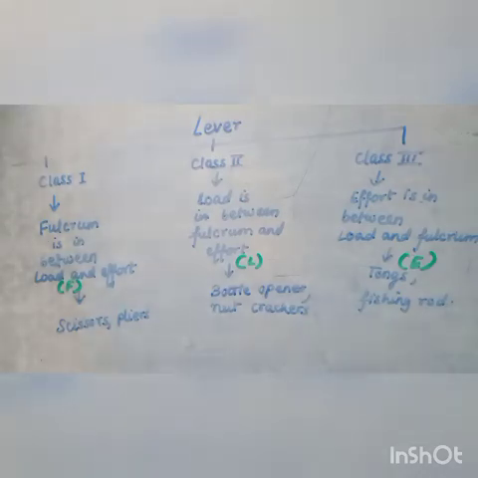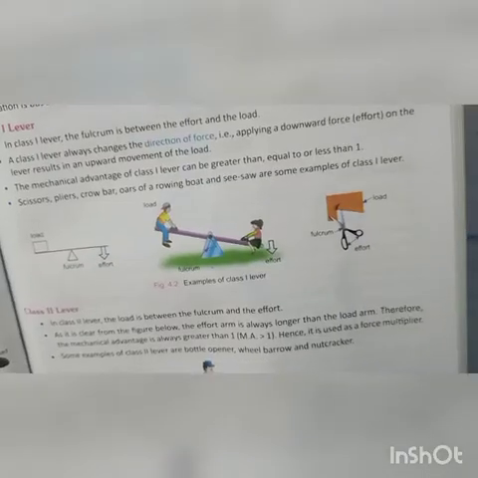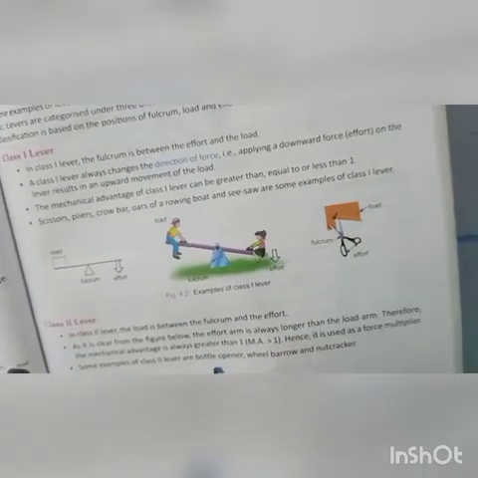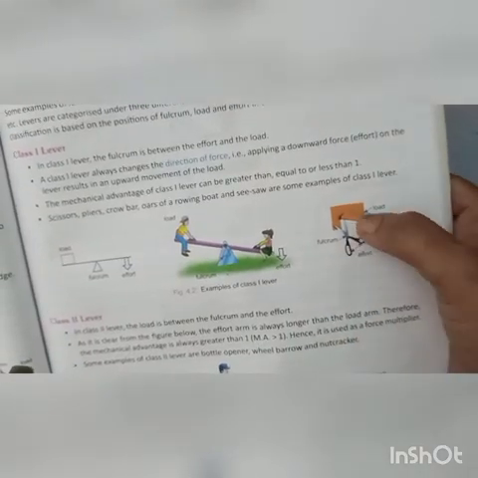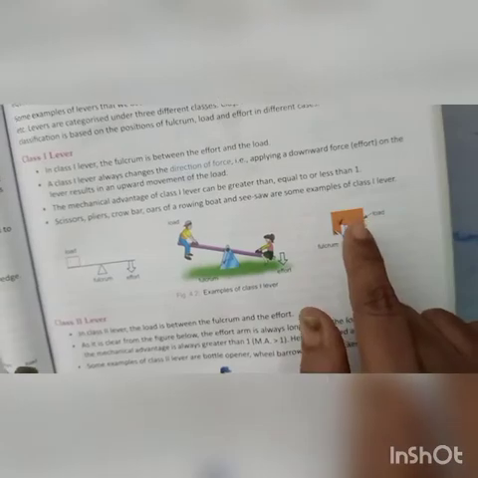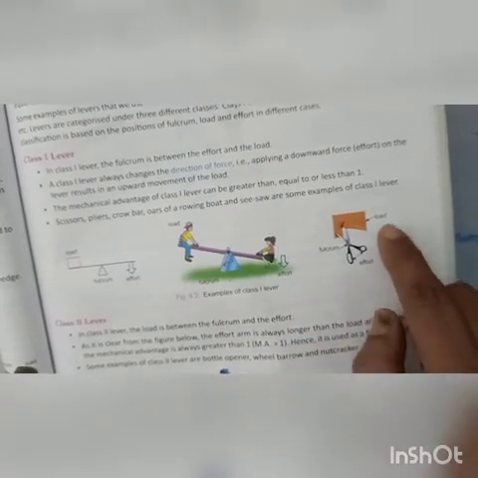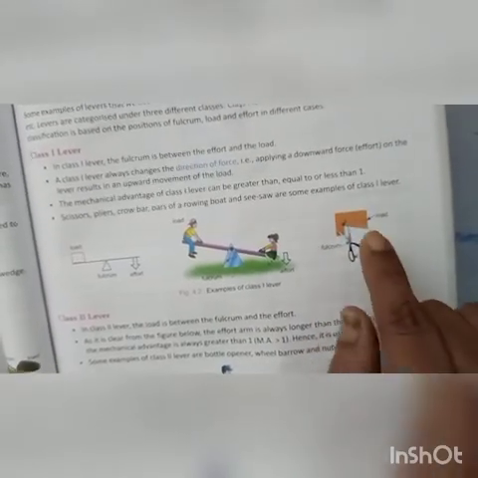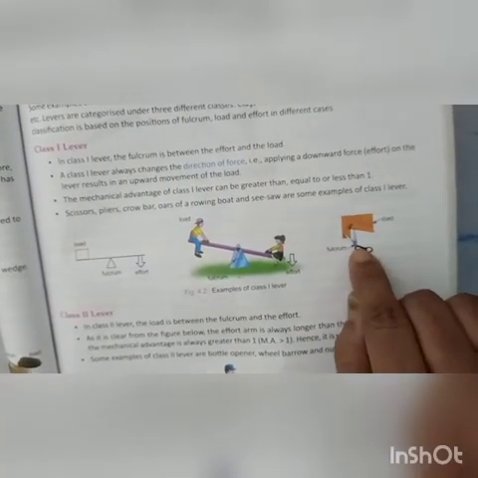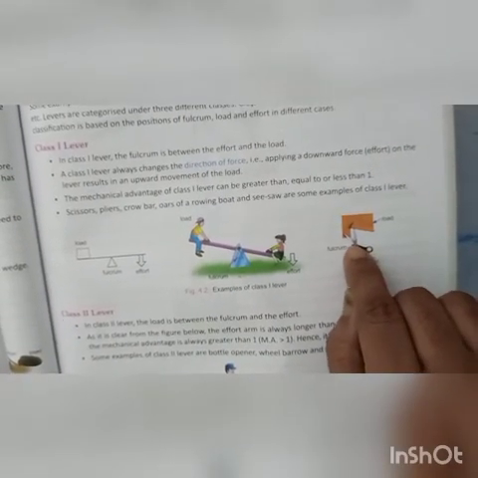If you look at the picture on page number 63 of your textbook, you can see the picture of the scissor. Here the load, that is the paper or cloth that has to be cut, we consider as the load, and the load is on one side. And you can see the screw part, that is the support part, isn't it?